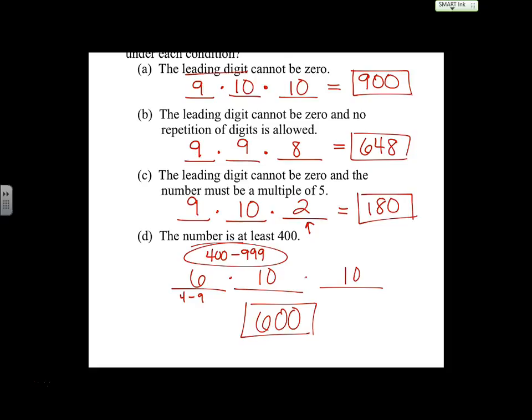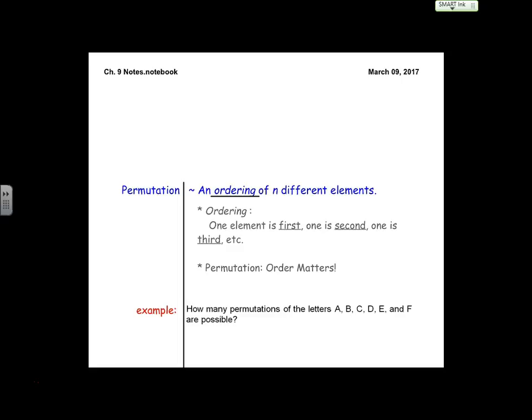All of this, we've been using something called the fundamental counting principle. And it's not a bad way, but sometimes it might be nice, instead of having to do these separate blanks and thinking about them like that, to think about an alternative called a permutation.